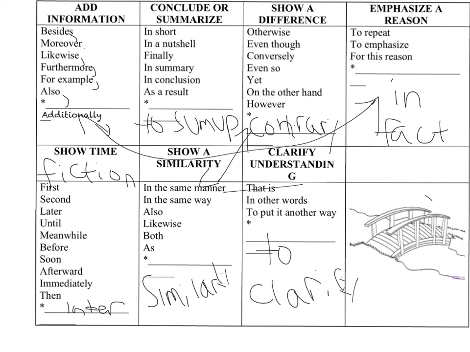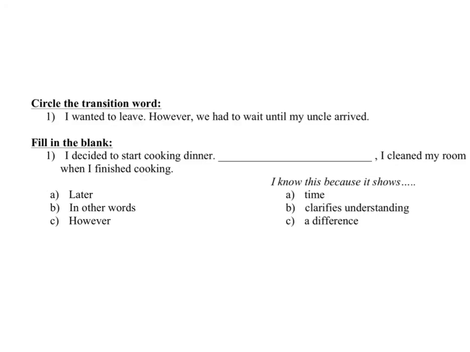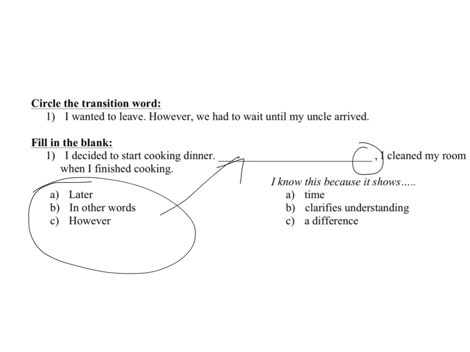So again, the reason why there is a bridge over here is just a little visual reminder that transitions are a bridge from one thought to the next. In this last section here, this first question, I want you to circle the transition word that you see in this sentence. And then for fill in the blank, I want you to choose between these three answer choices which transition should go here. Notice I already put the comma here for you.